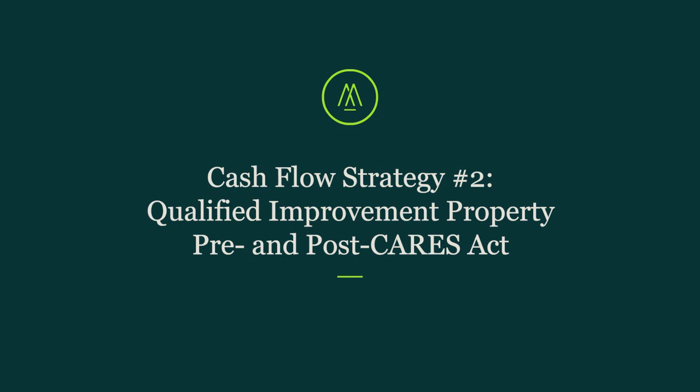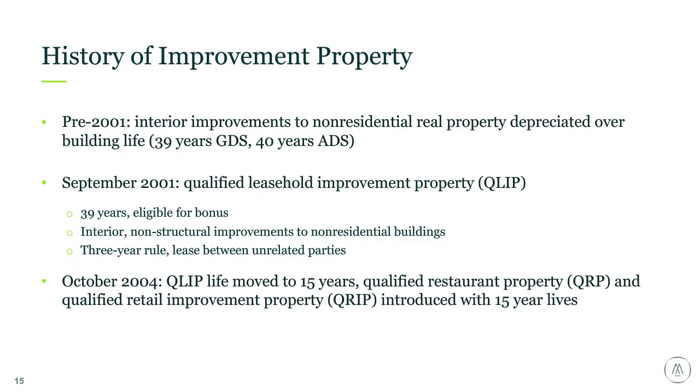So the next cash flow strategy we're going to talk about is qualified improvement property, both before and after the CARES Act. But first, let's talk a little bit about the history of improvement property as a whole and how we got where we are today. Prior to 2001, improvements were depreciated using the standard building depreciable lives of 39 years, or 40 years for ADS, so there were no special tax incentives.